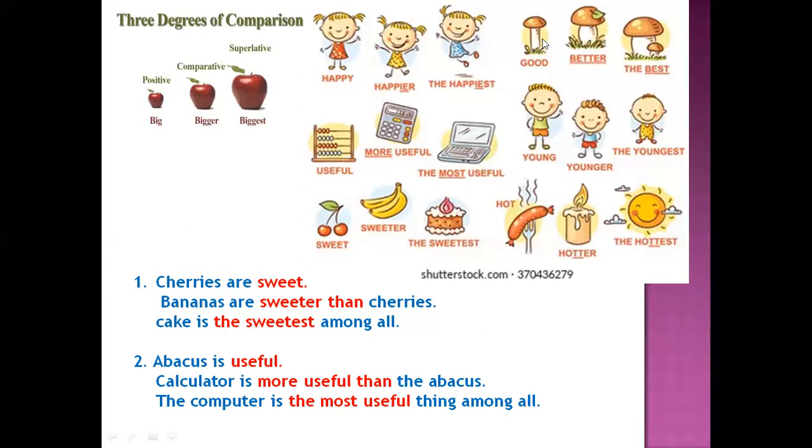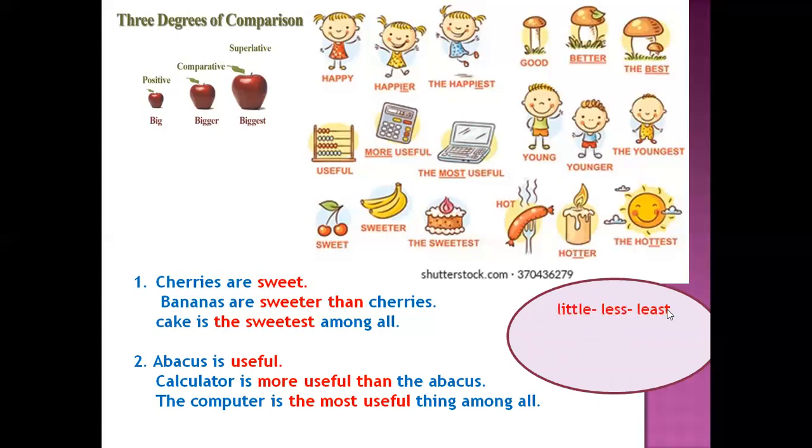And also children, look at this example. Good, better, best. There are some few words that don't follow any of these rules. Look at this one. Little, less, least. Next one. Many, more, most. Next one. Bad, worse, worst. Here you can see when we are comparing items, here we use separate words for that purpose.